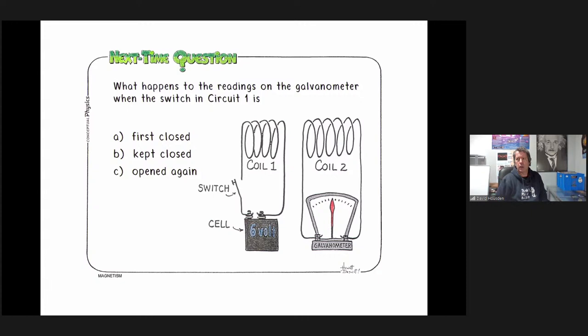So what happens to the readings on the galvanometer when the switch in circuit one is closed and kept closed, and opened again? So a very traditional sort of question that could be asked at level two. Nothing wrong with asking it at level three or as a scholarship problem at all. So let's have a look at the way Paul approached this.